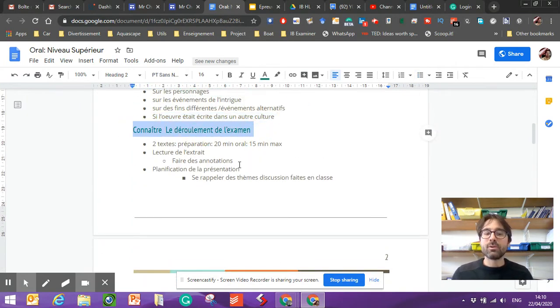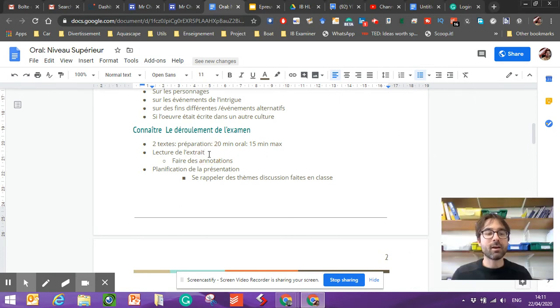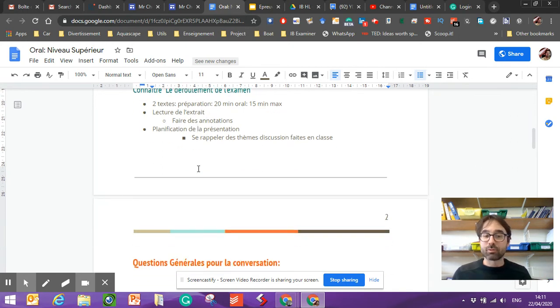Connaître le déroulement de l'examen, you must know about the exam. Your exam is actually 15 minutes max, and within that you've got time to read the extract, and those 15 minutes of preparation. So you can read the extract, annotate, and plan your presentation that needs to last about 4 to 5 minutes. Then it's followed up by a conversation about the extract for another couple of minutes.